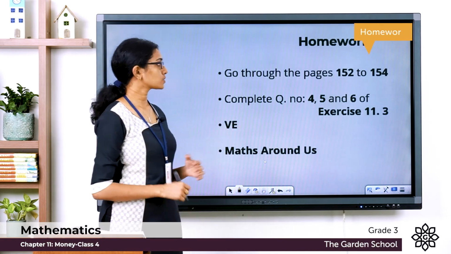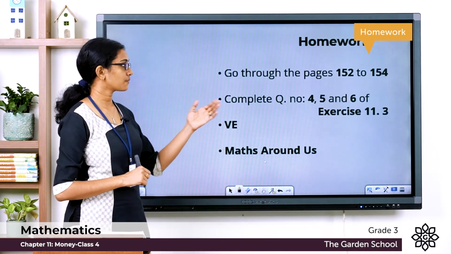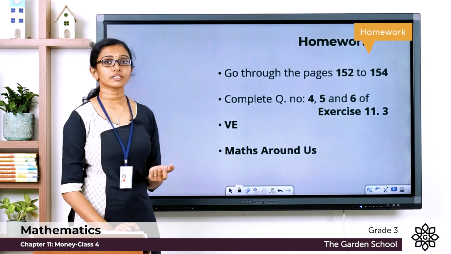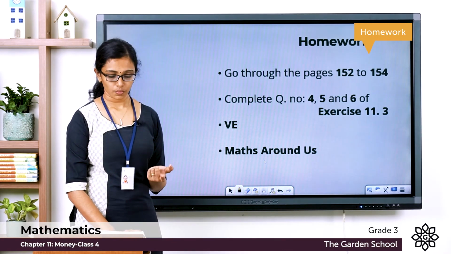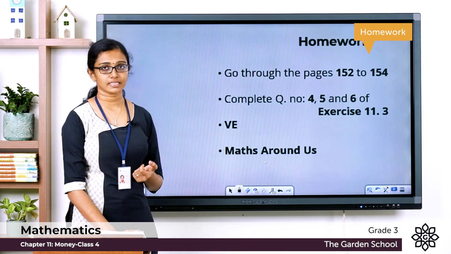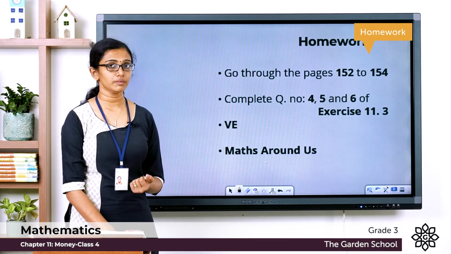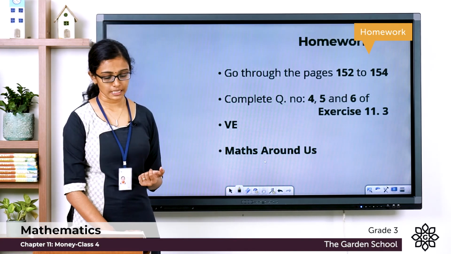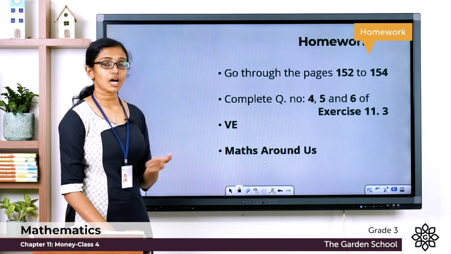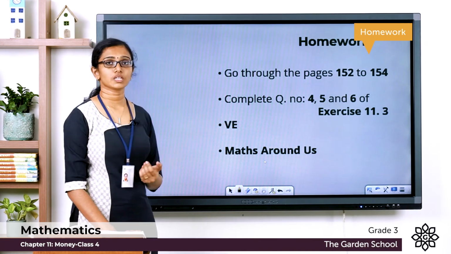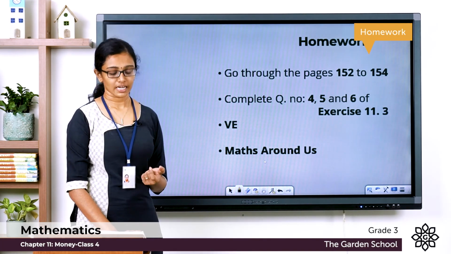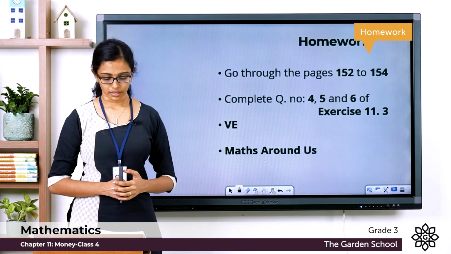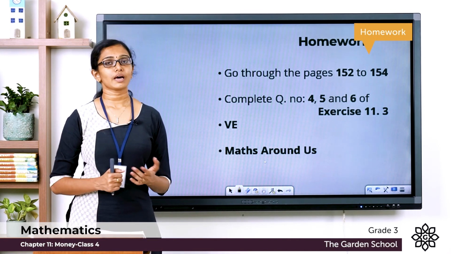Now children, you can go through these topics on pages 152 to 154. Then you have to complete question number 4, 5 and 6 of exercise 11.3. These are word problems. You may note down the questions and work out the answers in your notebook itself. Now on the same page after the exercise, you can see a value education question. Please go through that and do accordingly. And below that there is a heading, Maths Around Us. Please go through it also and do accordingly.